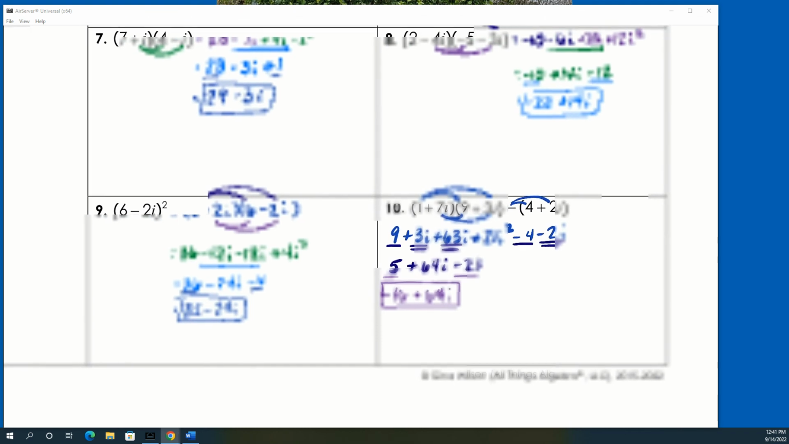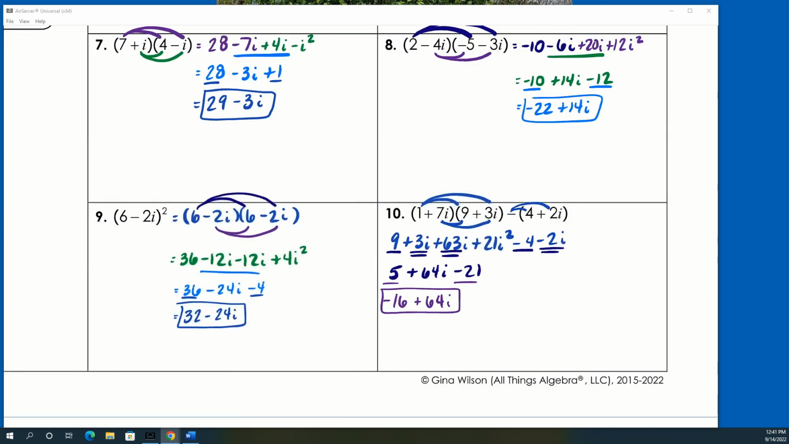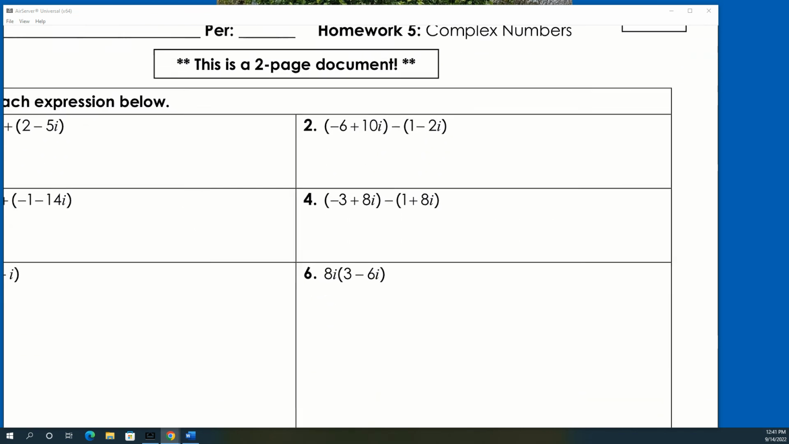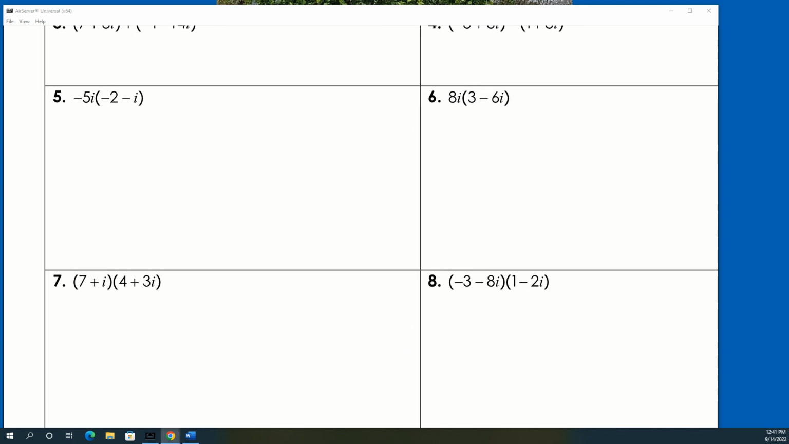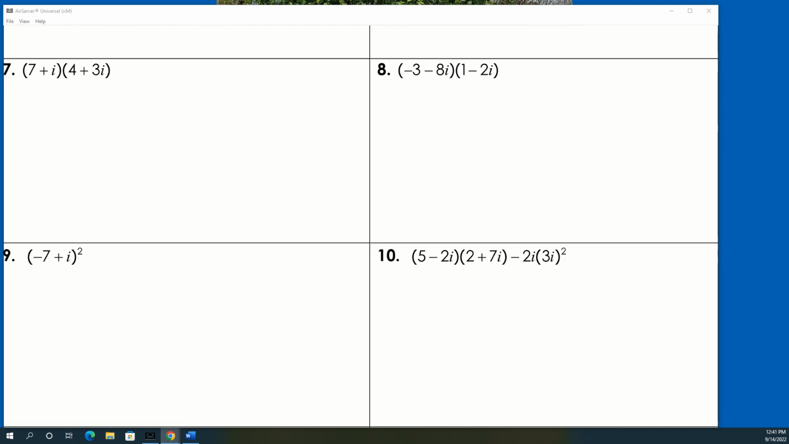So your assignment. Your assignment is the back. So if you look at the first 4, there's addition and subtraction between the parentheses. So those are addition and subtraction, not multiplication problems. So multiplication starts with number 5. Now number 10 is really, really challenging.